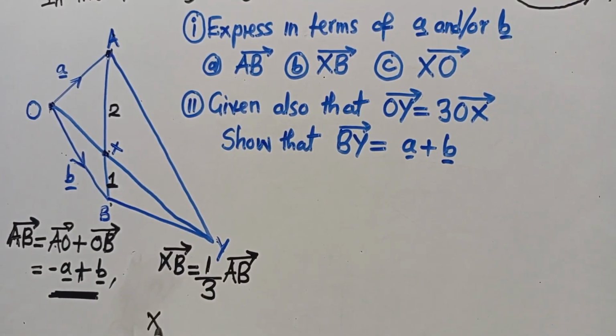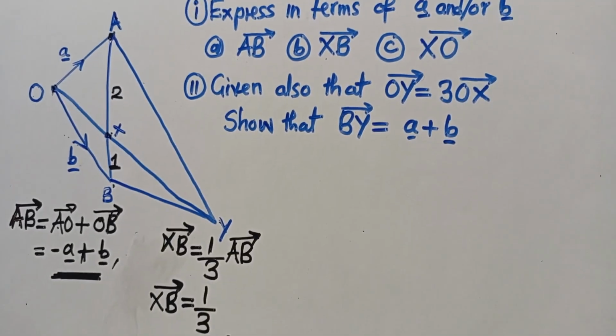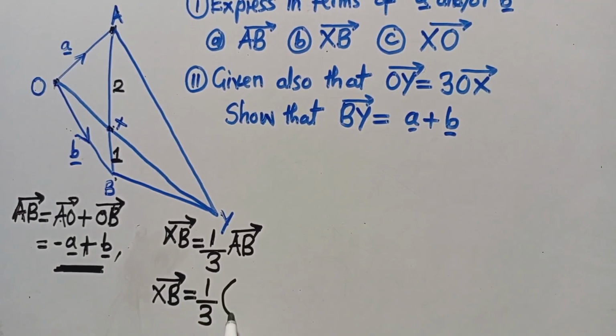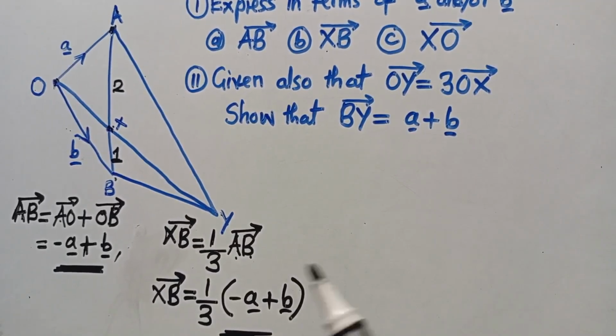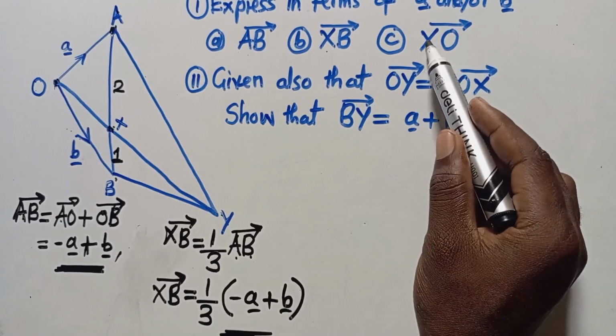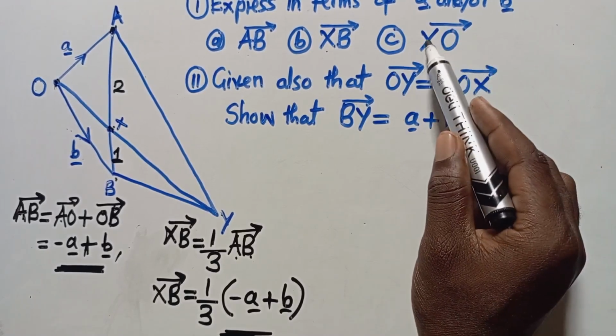You just say vector XB is equal to 1 over 3, open bracket, vector AB, which we said was negative A plus B, like this. So meaning that this is the answer. We are done. This is what you are supposed to do. We move to the other one. So the other one, we are asked to find XO. How can you answer XO?